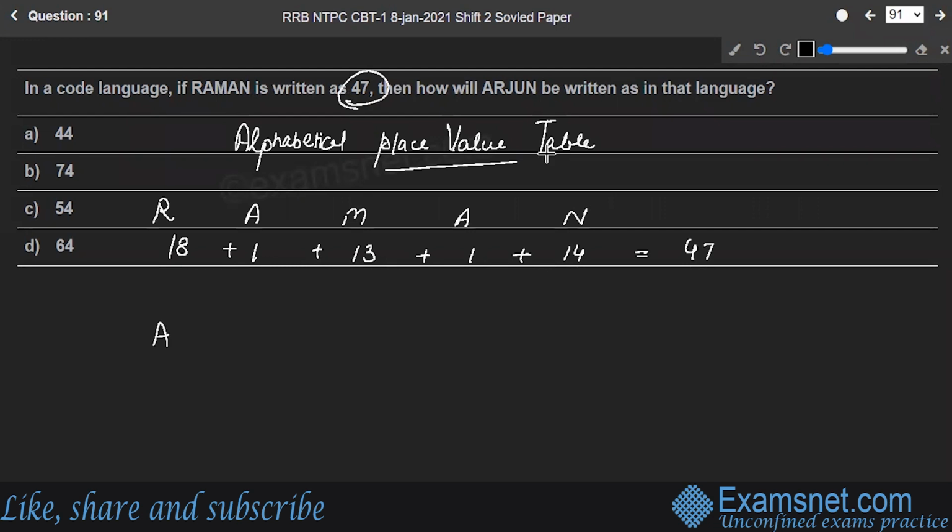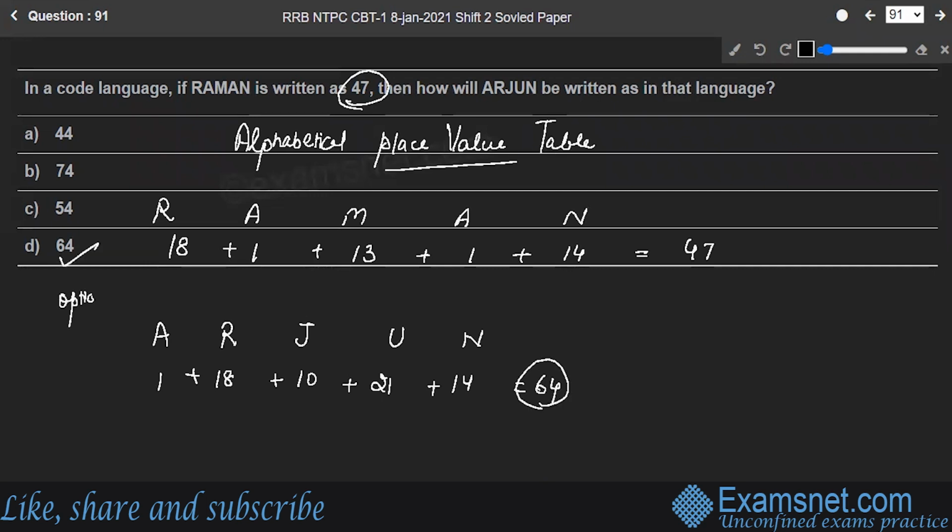Let's go for Arjun now. So the 47 is correct. That means we have to do the same thing. Arjun, A is at 1, R is at 18, J is at 10, U is 21 and N is 14. Let's add all of them. You will have 64. So that means we have option D as the correct answer to the question. Hope you understood this. Let's move to the next question.